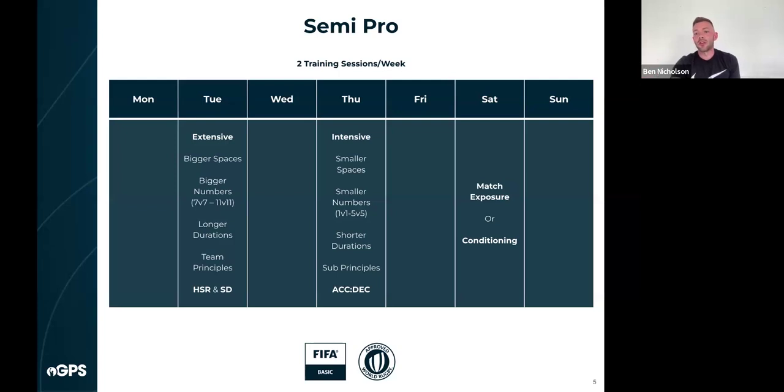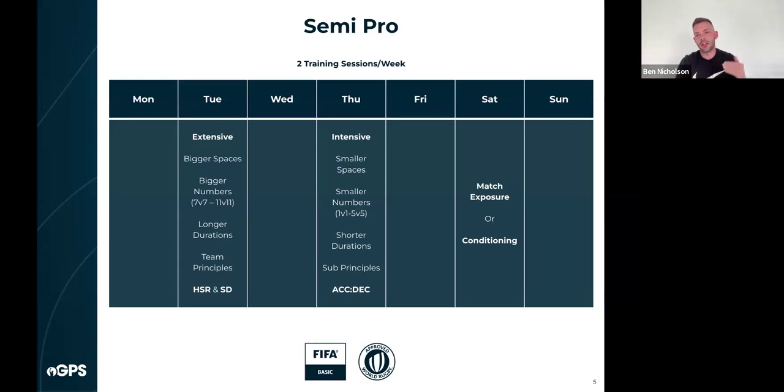metrics, exposing the players to a high percentage of their max speed, and then working on much bigger area stuff. So again, it's a really simple theme of how we would split 2 days. You can see on the Tuesday we've gone bigger spaces, and on the Thursday we go smaller. So again, we're already starting to see that there is a difference between every training session.